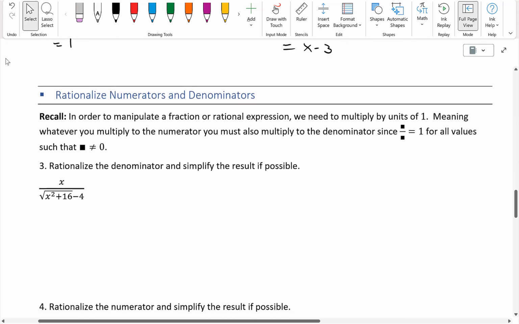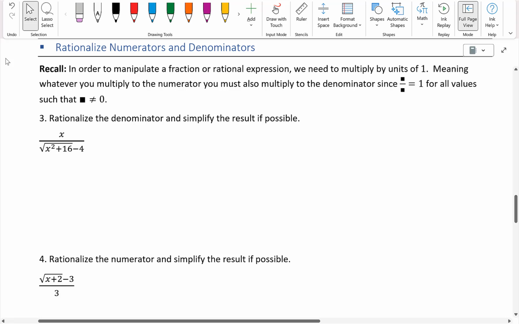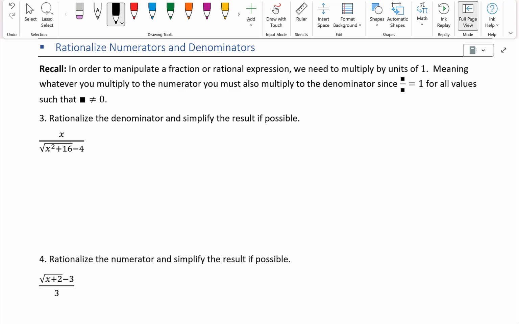All right, so where we'll see it in calc is more part of this not rational expression, because we'd need a polynomial right in that denominator, but we will see it when we have these fractions. And so recall here, in order to manipulate a fraction or rational expression, we need to multiply by units of 1, meaning whatever you multiply to the numerator, you must also multiply to the denominator, since box over itself is 1 for all values such that that box is not 0, right? So whatever value or expression is there, if we divide by itself, we get 1. We did it with single values above. Now we're going to do it with conjugates.